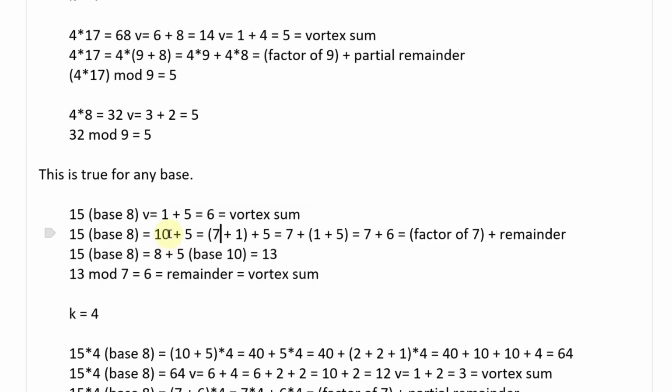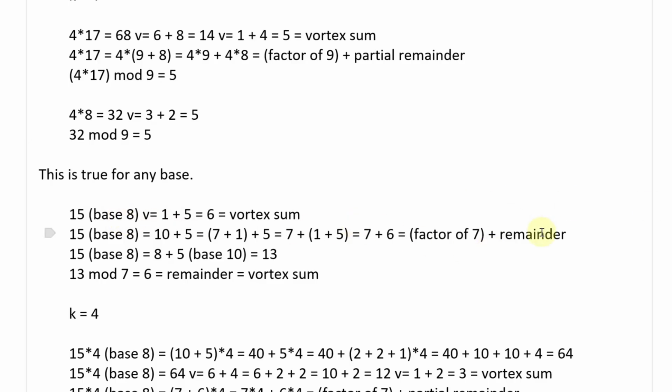But now the 10 is its relative value based on base 8, so it's going to be 7 plus 1 plus 5. And then we move this 1 over to this side. So we're going to have a 7 plus 1 plus 5, like that. So in other words, this is the vortex of 1 plus 5. 7 plus 6, add those up, equals a factor of 7 plus remainder. 7 is the highest unique digit in this base 8 system, or 8 minus 1 is 7.